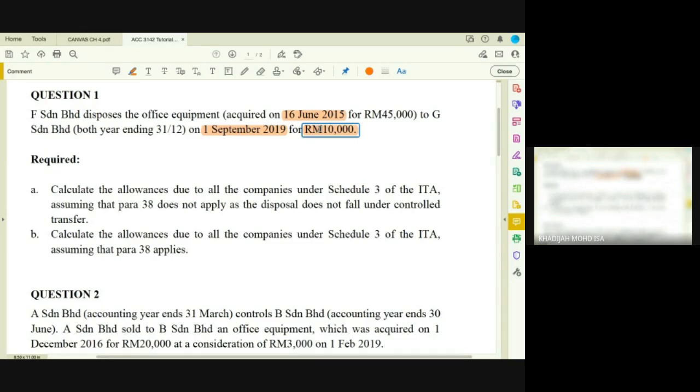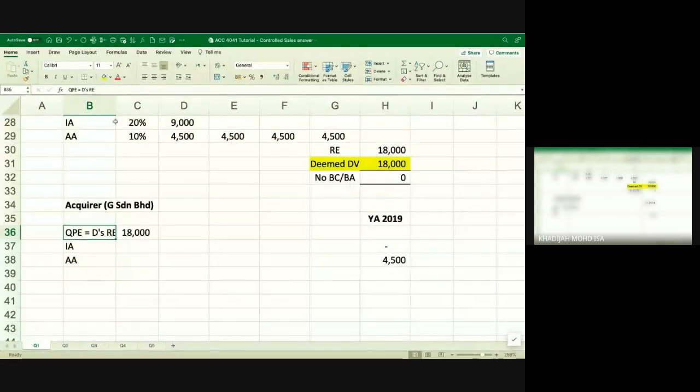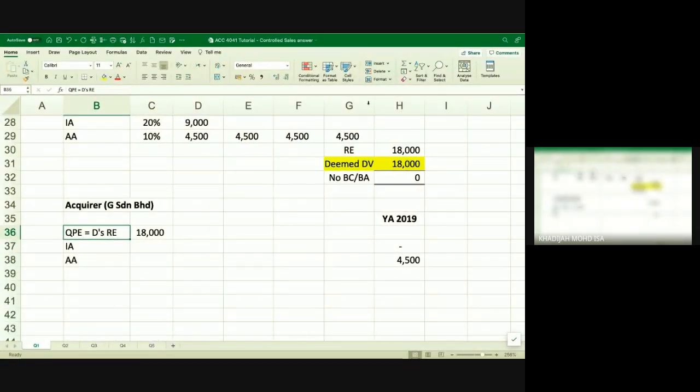Under control transfer, the acquirer is only entitled to claim the allowances based on the residual expenditure. So in this case, the RE, the QPE is the disposal RE. In this case, how much is the RE of the disposal? 18,000. So this is the amount available. In this example, it is good to the acquirer, because he only pays 10,000, but he's entitled for residual expenditure of 18,000. So he can claim a lot more than what he paid for, right? So in this case, again, the acquirer is at an advantage. To the disposer, no gain, no loss. But to the acquirer is an advantage, because he can claim a lot more than what he paid for.